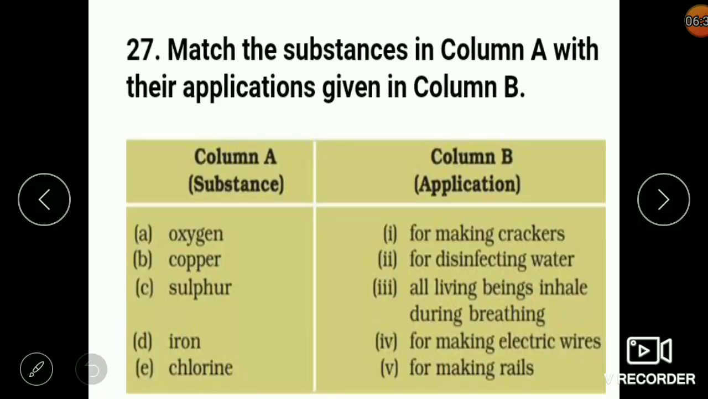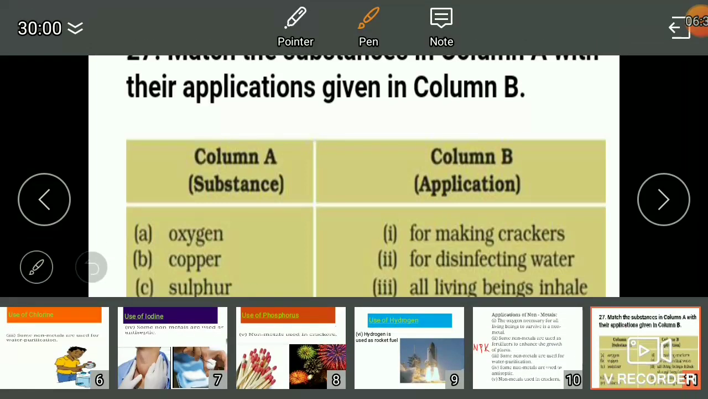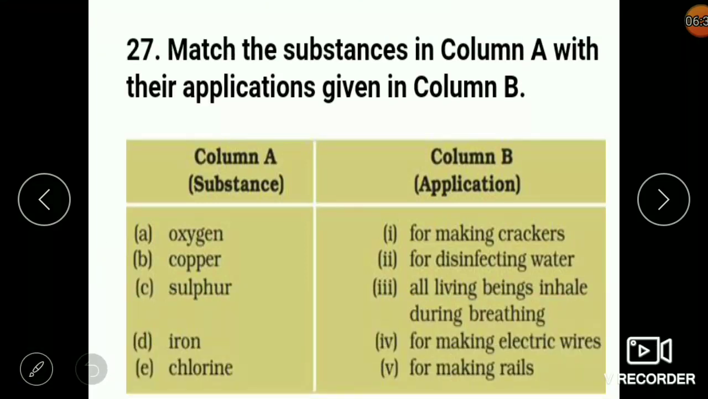Now let's solve some question answers. Here also two columns are given, column A and column B. You have to match column A with column B. In column A you see some metals and non-metals listed. First is oxygen, then copper, sulfur, iron, chlorine. And in column B their applications are given: for making crackers, for disinfecting water, all living beings inhale during breathing, for making electrical wires, for making rails.